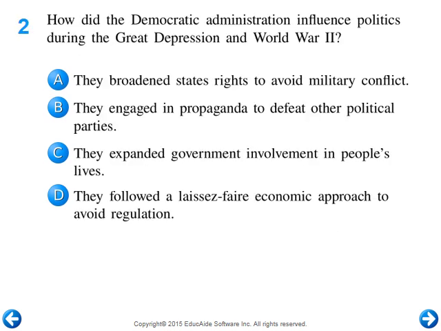Number two, how did the Democratic administration influence politics during the Great Depression and World War II? Okay, so who was in office during the Great Depression and World War II? We're talking about FDR. So what kind of things did they do domestically during this time period? A. They broadened states' rights to avoid military conflict. No, that has nothing to do with it. Remove A. B. They engaged in propaganda to defeat other political parties. Yeah, maybe isolated incidents, but no, that's not it. So we can eliminate B.